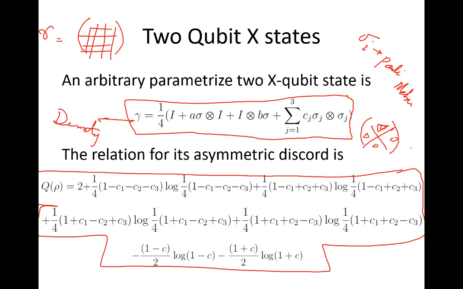So for those density matrices whose form is X type, you can find the discord by using this formula. What you have to do is compare these coefficients C1, C2, C3 with your density matrix. So for an X type density matrix, we will set these terms to be 0. I forgot to write it over here. So just the identity and this term will give you the X state density matrix.